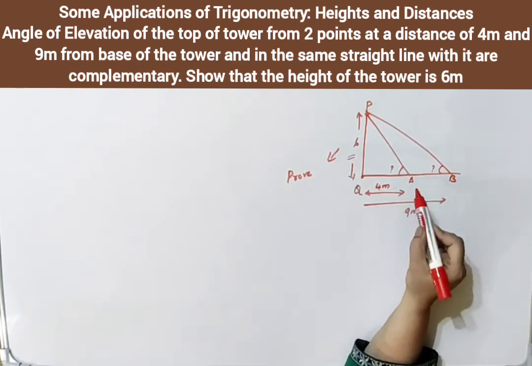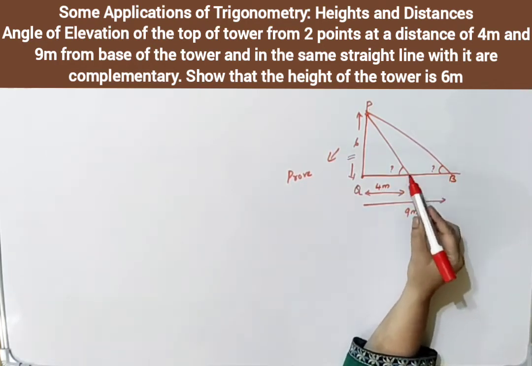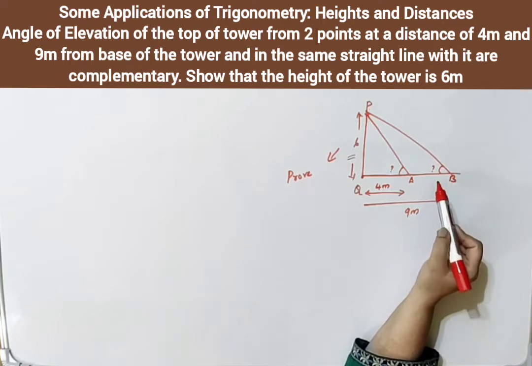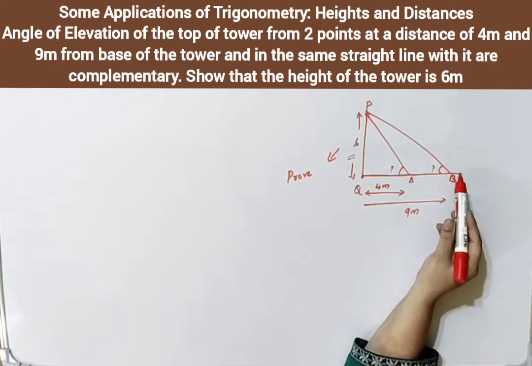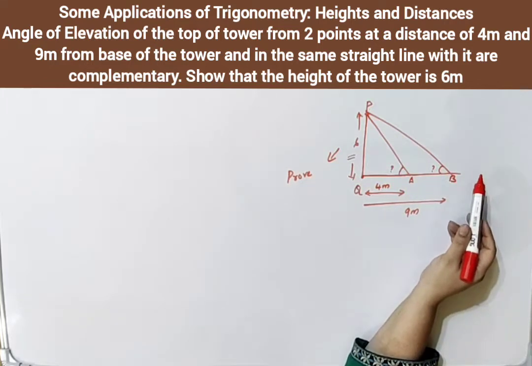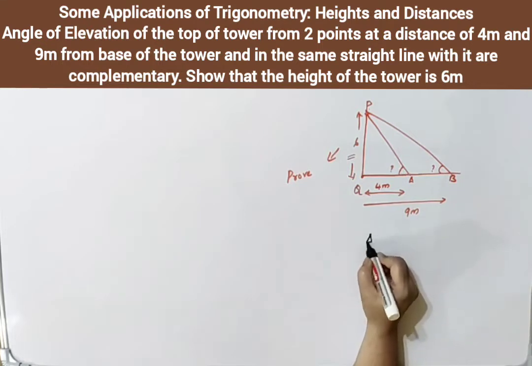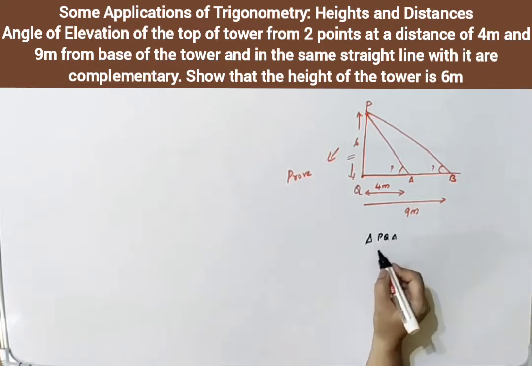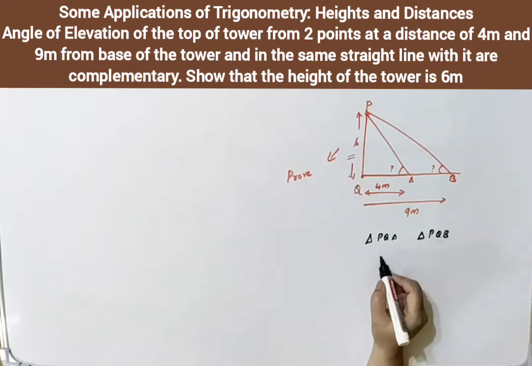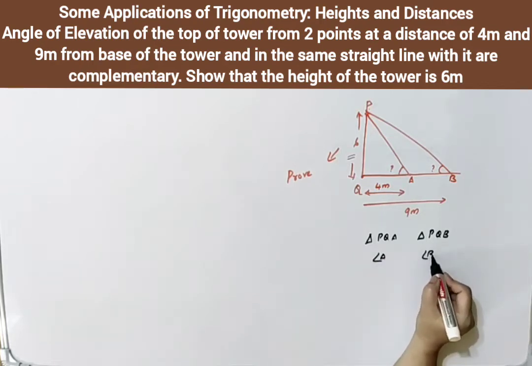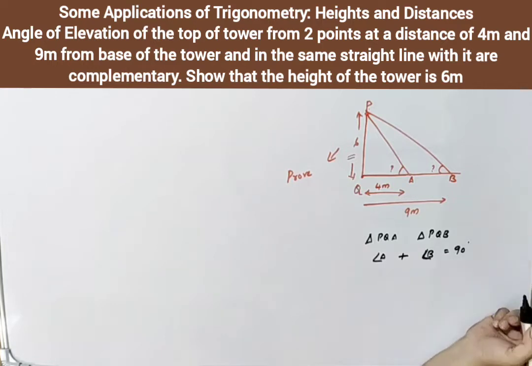And one more clue here is that both of these angles are complementary to each other. That is, this angle and this angle together are 90 degrees. So if you add this angle and this angle, it's going to be equal to 90 degrees. We have two triangles, triangle PQA and triangle PQB. Let's call this angle A and angle B. When you add both of these angles, it's going to be 90 degrees because both are complementary.